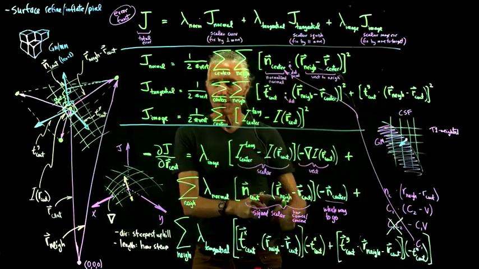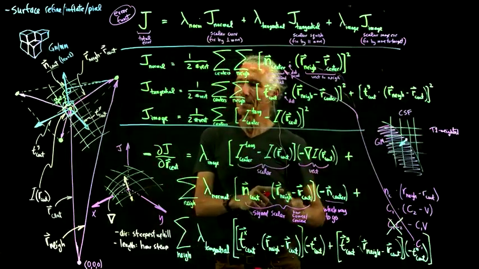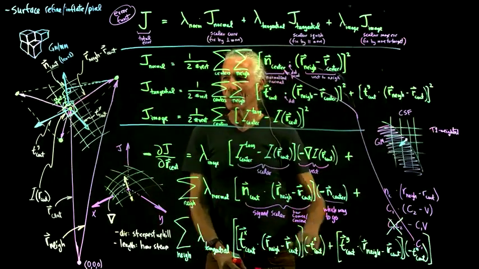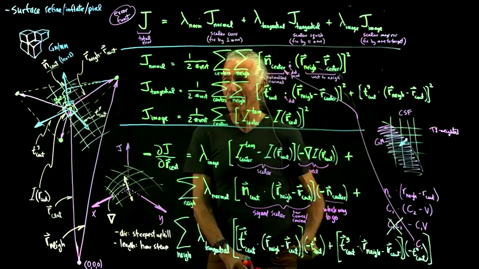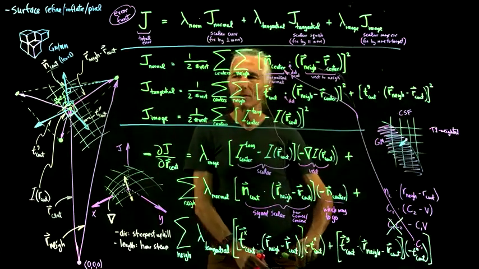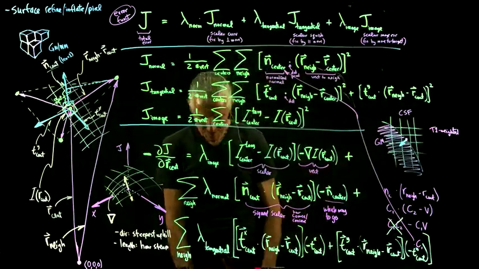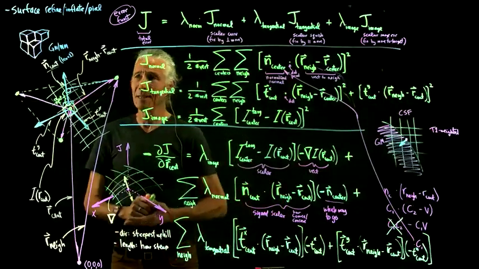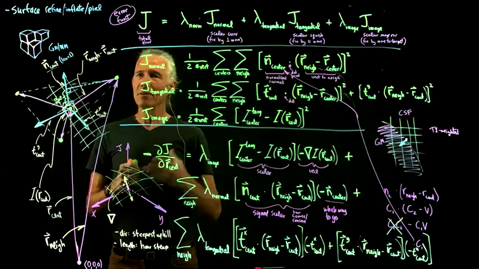This one says, what direction do we need to go perpendicular to the surface to reduce the curvature? And this one says, what direction do we need to go parallel to the surface in both the x and the y direction in order to reduce our squishing? And so there you have it. So that's how you can refine the surface.